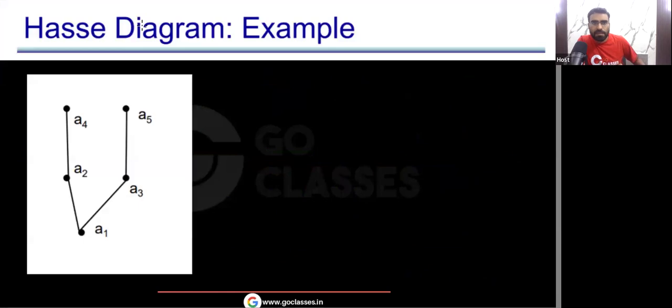Very simple. Now let's see. You have this hash diagram. A student is saying 2 power number of edges. Is that correct? No, that is not correct. Don't say 2 power number of edges.